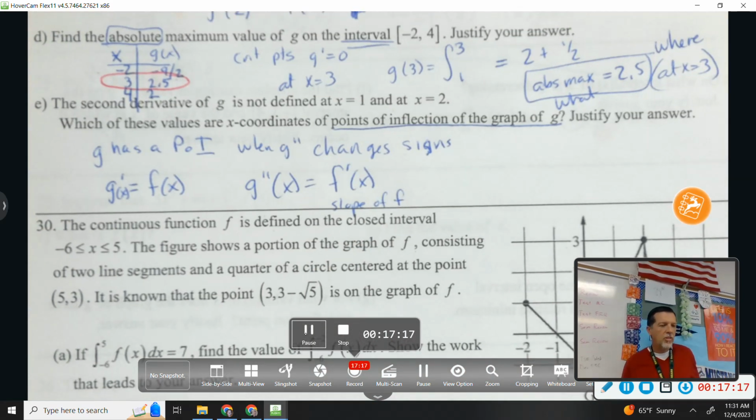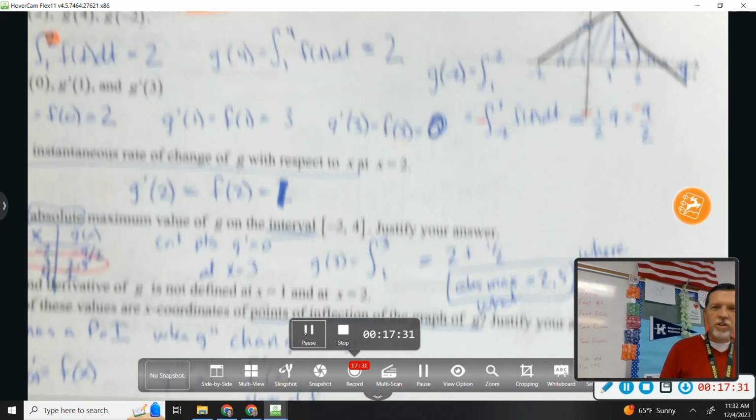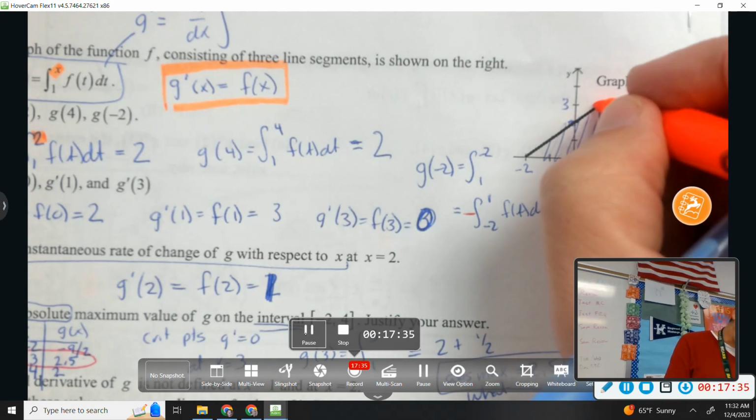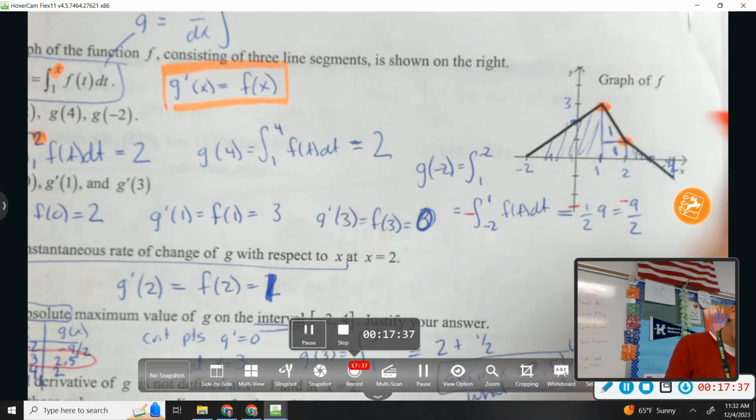And so now I know why the second derivative is not defined at 1 and 2, because there's a cusp there. At 1 and 2, the slope of f is not defined. So g double prime is not defined. Now, which of those places does f prime change signs? At x equals 1.